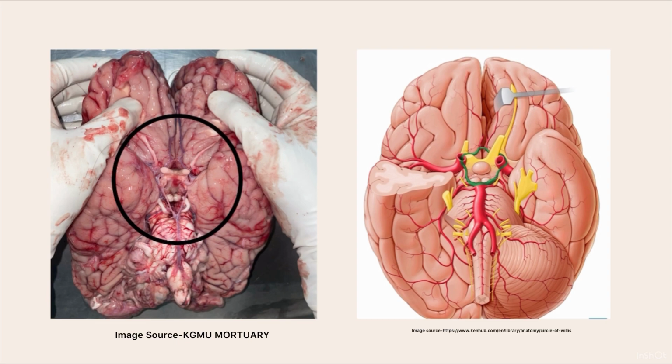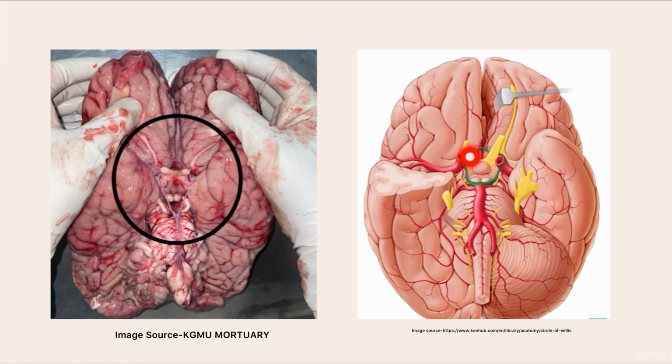Here you can see this is the Circle of Willis. The most important thing is how to locate the Circle of Willis. So while doing the dissection, we should dissect out the brain along with the brainstem. Then only we will be able to evaluate the Circle of Willis. At the base of the brainstem, first identify the optic chiasma. It is very easy to identify the optic chiasma.